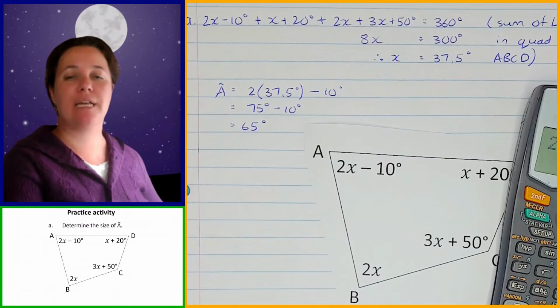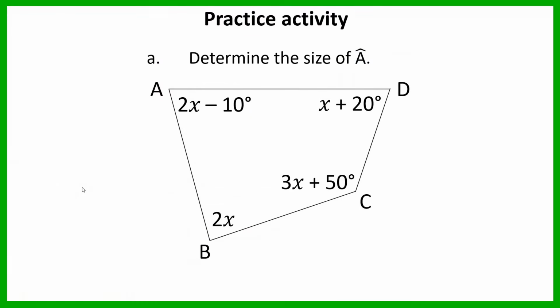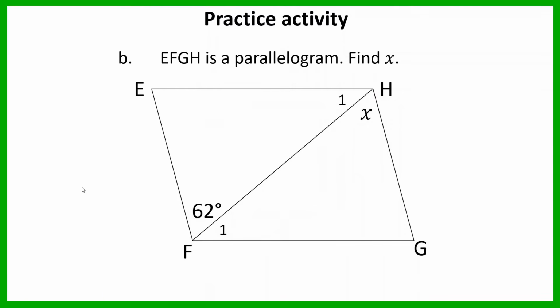Right, let's go on to the next one. In question B, you've been told that EFGH is a parallelogram and you need to find the size of x. Okay, now when you've been told what type of quadrilateral it is, you obviously don't need to prove what type of quadrilateral it is, but you do still need to know the properties of that quadrilateral to help you to actually solve this problem. Okay, so I'm going to give you 1 minute for this question.